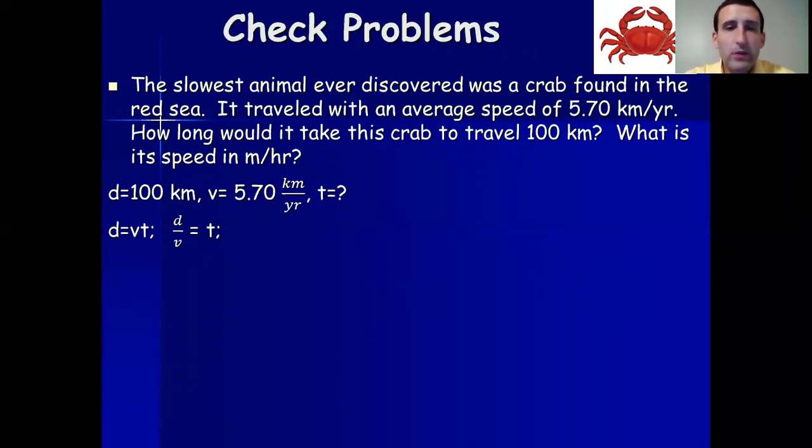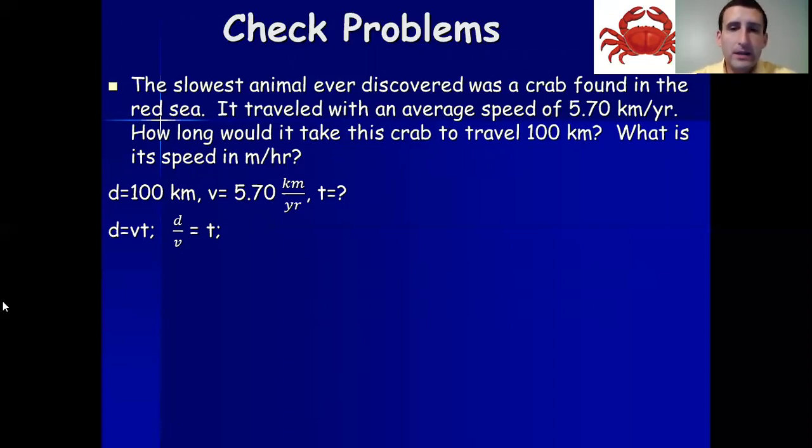So what were we given? We were given 100 kilometers is the distance. We were given a velocity of 5.7 kilometers per year. So that's nice. The distance part of our velocity matches the distance part of our distance, so we don't have to do any conversions to solve this part of the problem. And we're being asked for the time.